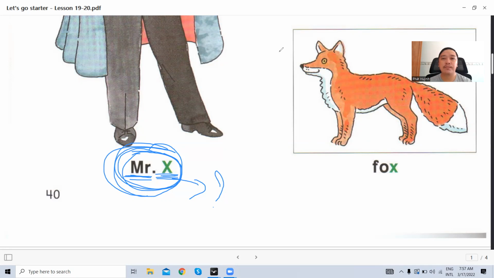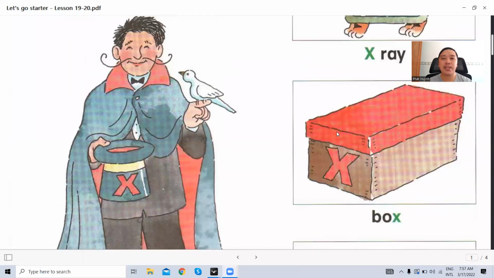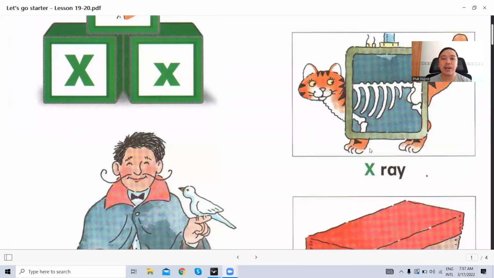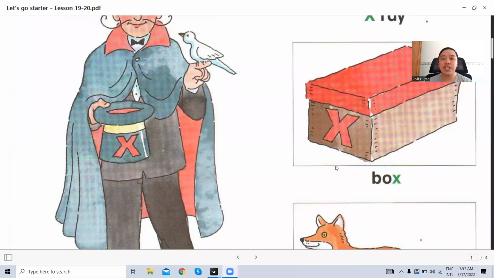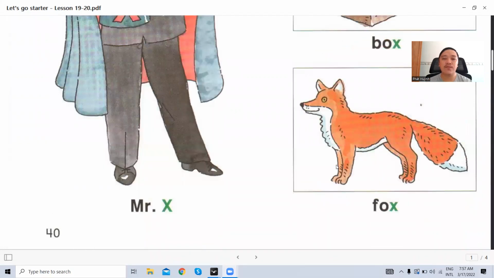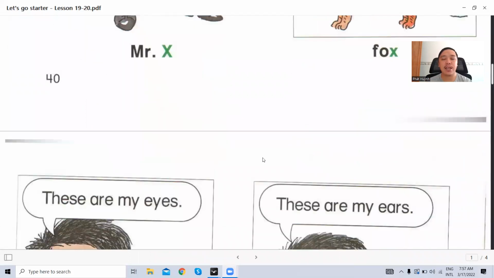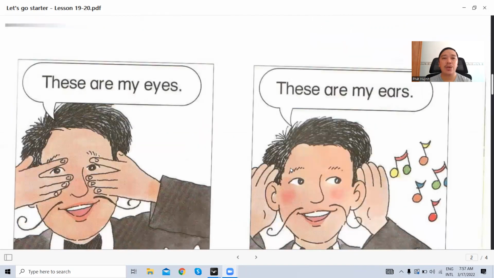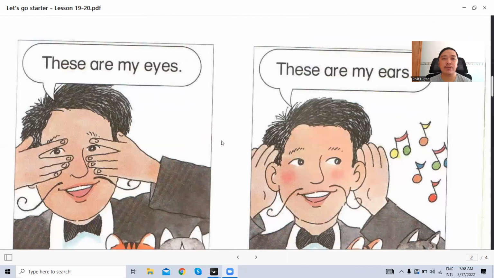Now let's read all the four words together. Chúng ta đọc bốn từ cùng nhau nhé. Number one, x-ray. Number two, box. Number three, fox. Number four, Mr. X. Okay.